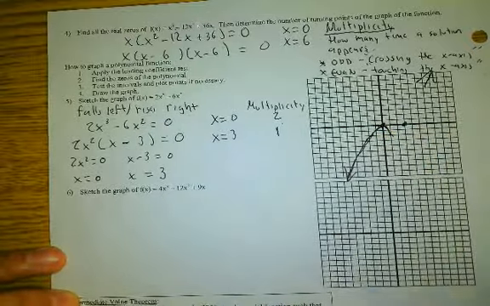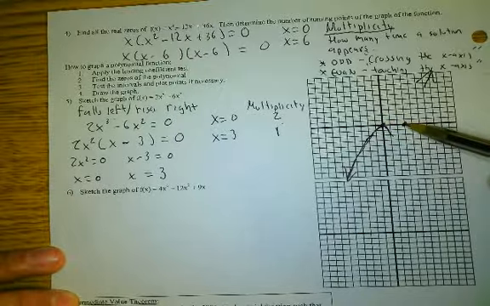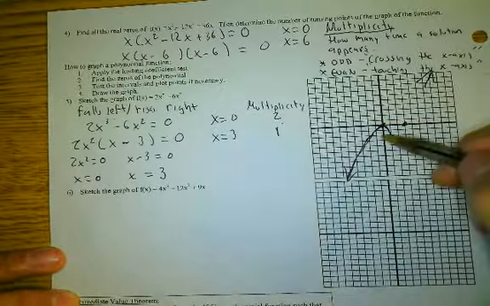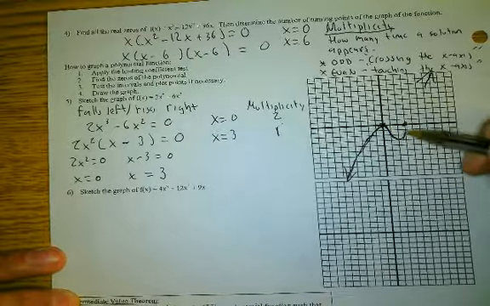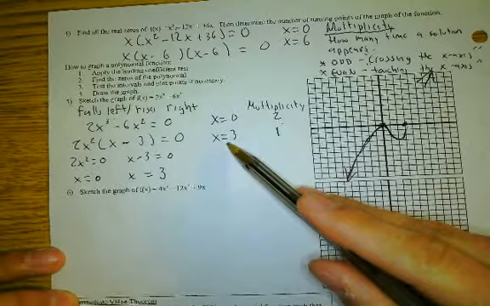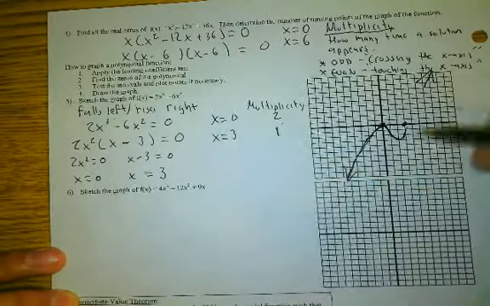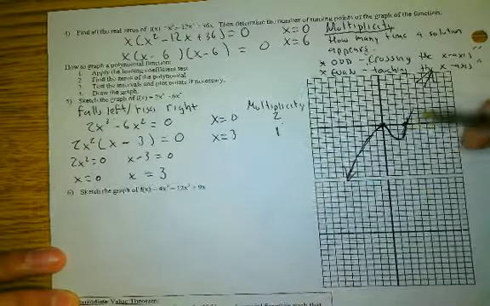And how many times did x equals 3 appear? Once, which means you're going to cross. And now you're going to notice that it matches your end behavior, correct? Everything should match according to the information that you found. Okay?